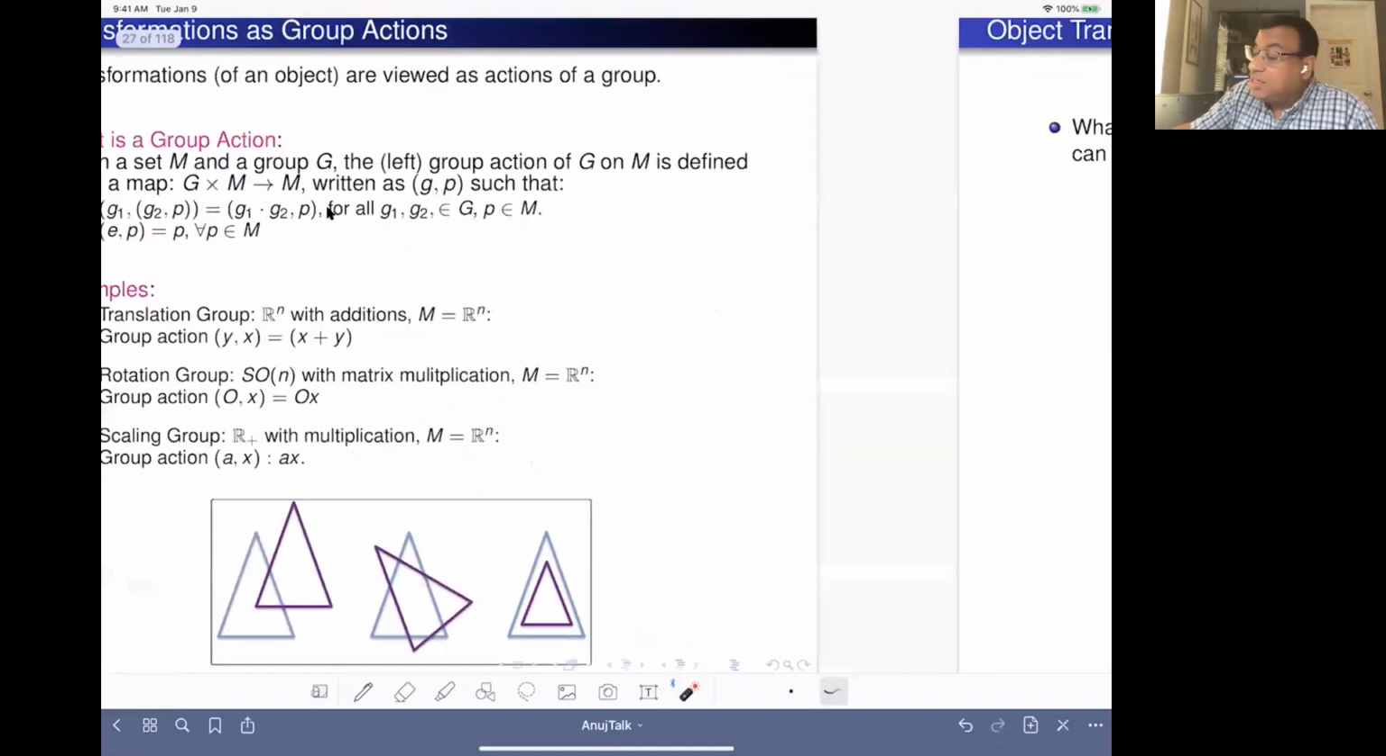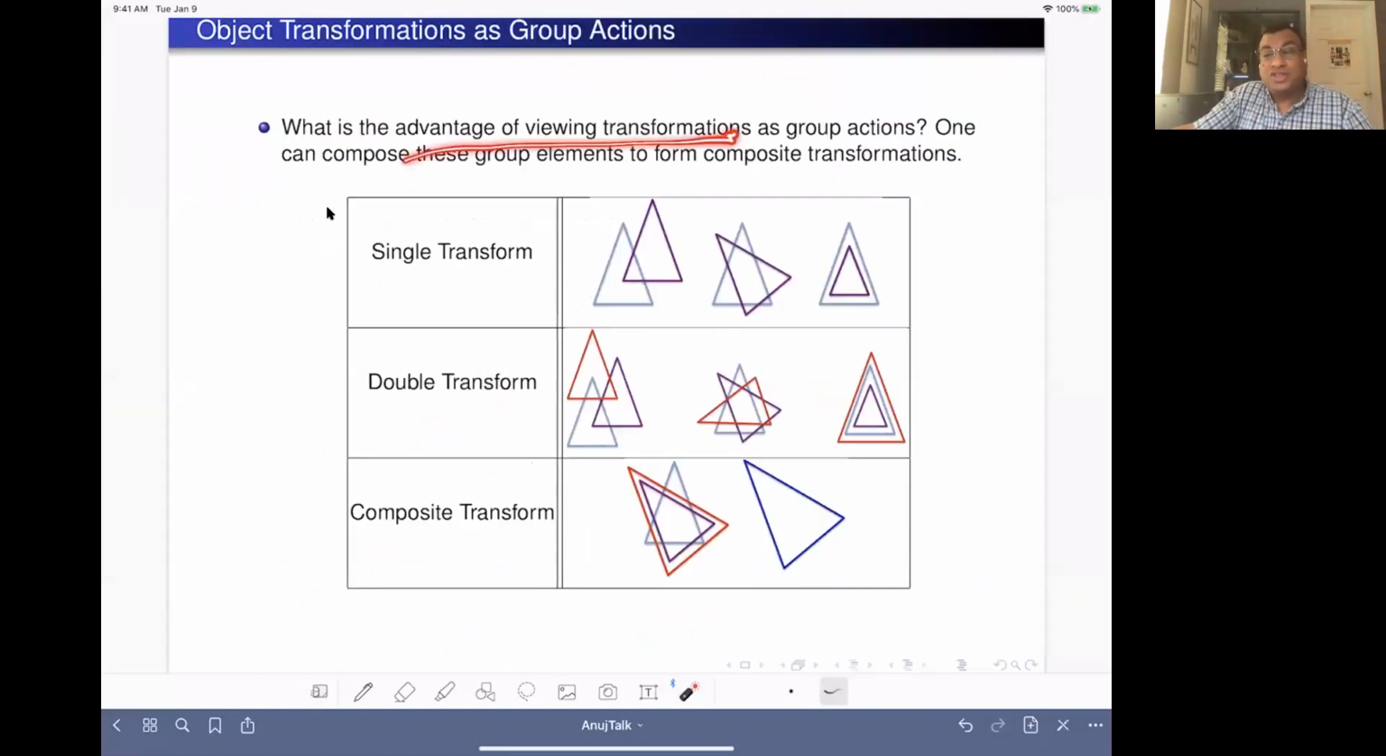Why are we talking about group action? What is the advantage of being so formal about this and making a theory out of it? It is that these group actions concatenate because you have composition. So if you translate one object and then you translate it again, you can represent the cumulative translation as another group element, because one translation plus the second translation is a group operation.